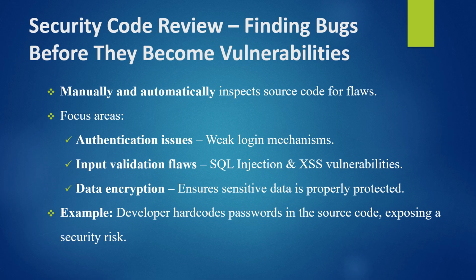Security vulnerabilities often come from insecure coding practices. A security code review is a manual and automated inspection of source code to find logic flaws, hard-coded credentials, and weak encryption methods. Key focus areas include authentication flaws, ensuring strong user authentication; input validation, preventing SQL injection and cross-site scripting (XSS) attacks; and data encryption, making sure sensitive information is securely stored. Example: if a developer accidentally hardcodes API keys or passwords in the source code, a security code review would flag this as a serious risk before it reaches production.